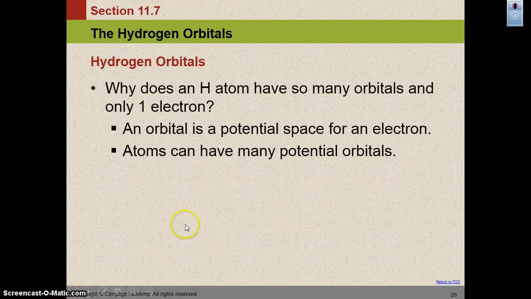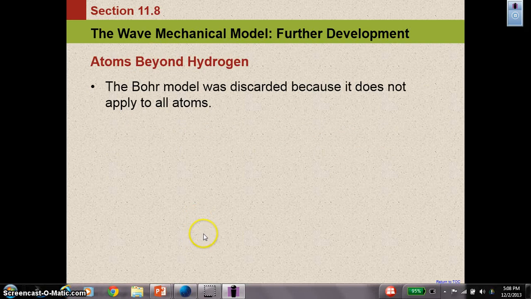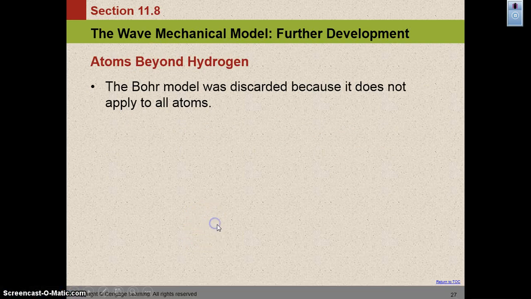The hydrogen orbitals are what we're going to look at now. So the question is, why does a hydrogen atom have so many orbitals and only one electron? The electron can only be in one area, one orbital, at a time. So an orbital is a potential space for an electron, and atoms can have many potential orbitals. So what happens beyond the hydrogen atom? Well, the Bohr model was discarded because it doesn't apply to all atoms.